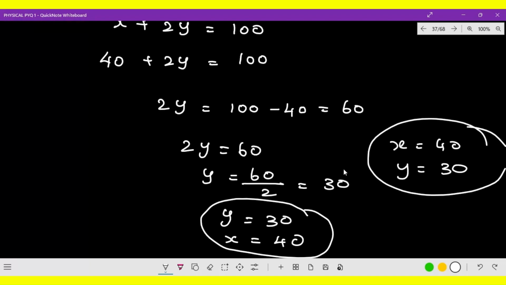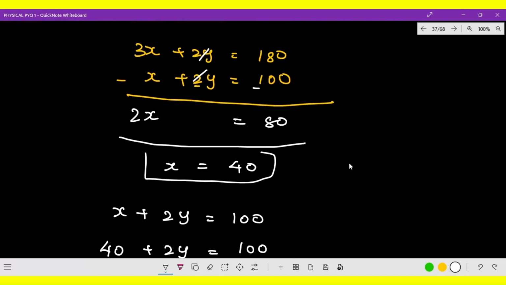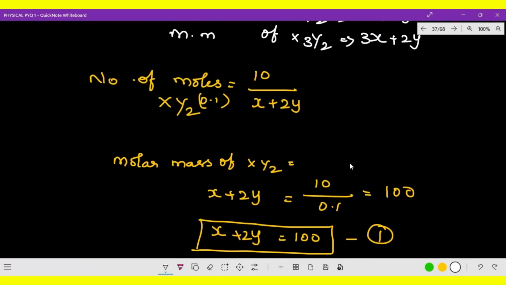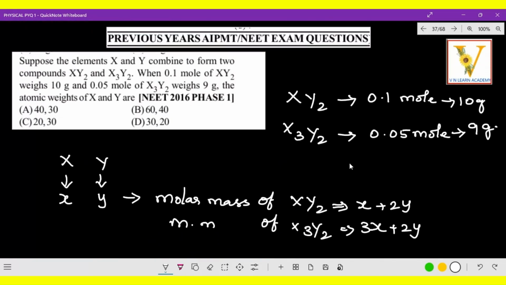This is this much only, but prolonging, going around the neck, but it is very easy. X is 40, y is 30. So 40, 30. First answer 40, 30. Yes. So option A is the correct answer.